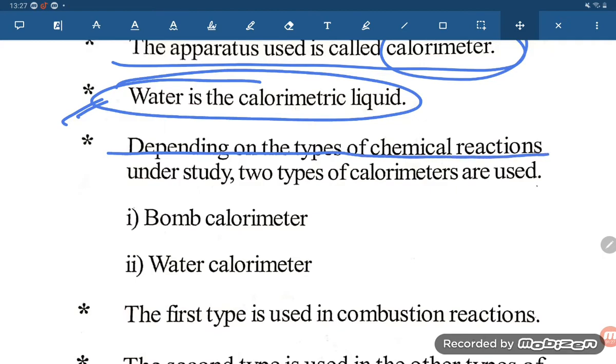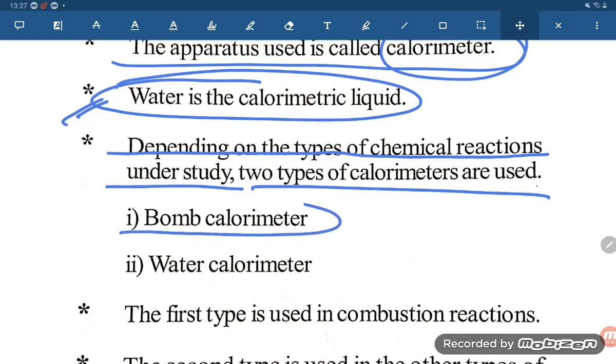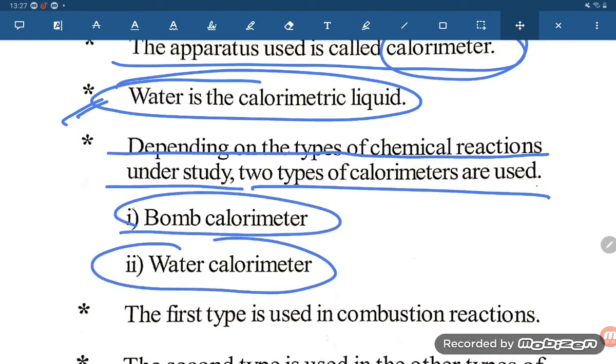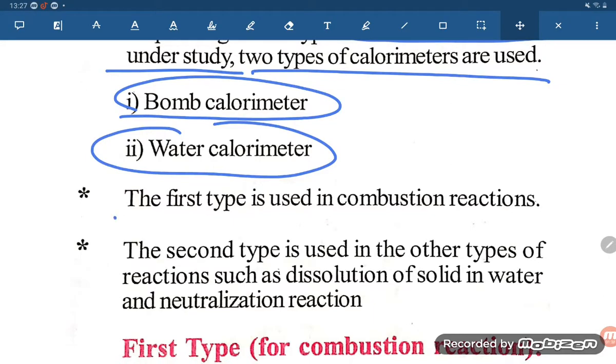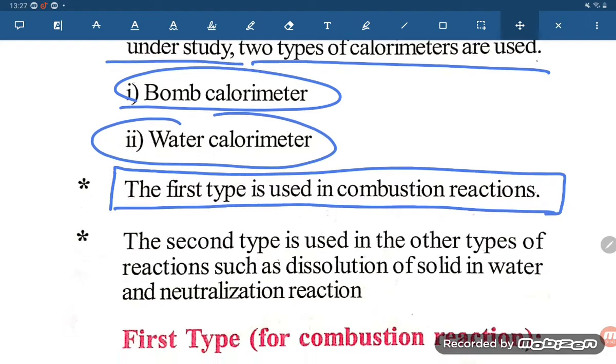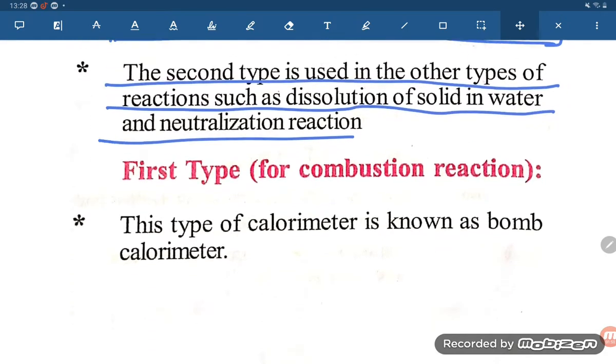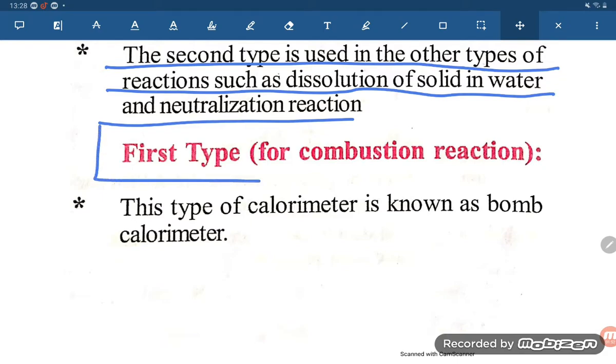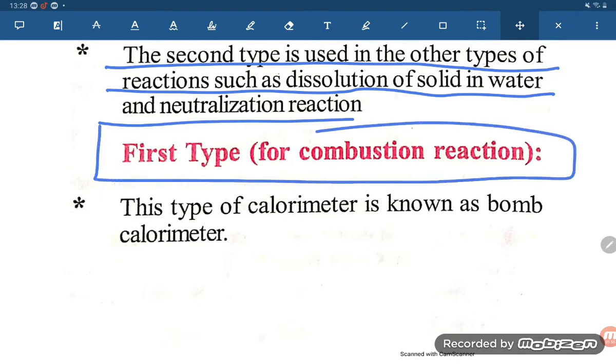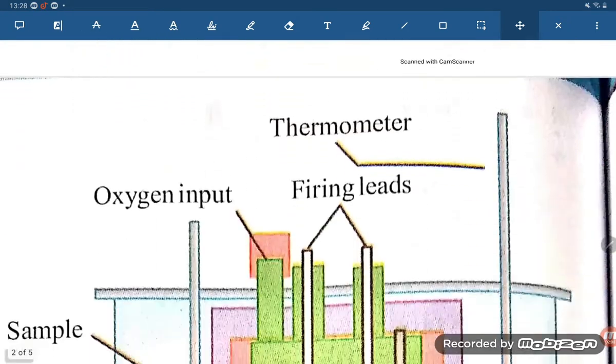Depending on the type of the chemical reaction under study, two types of calorimeters are being used. The first one is the bomb calorimeter, the second one is the water calorimeter. The bomb calorimeter is used for the combustion reaction, and the second type is used for other types of reactions such as dissolution of a solid in water and neutralization reaction. So let us first understand the bomb calorimeter for the combustion reaction.